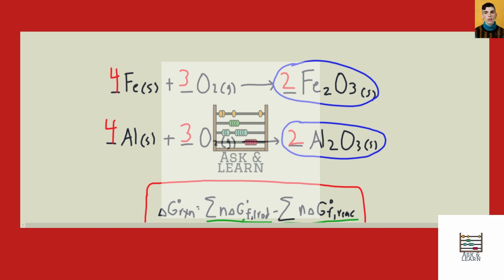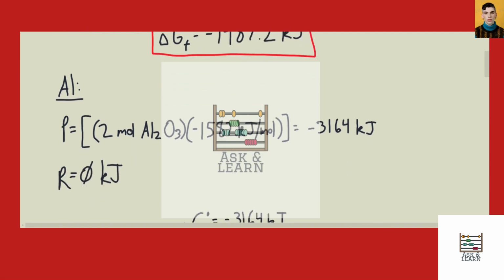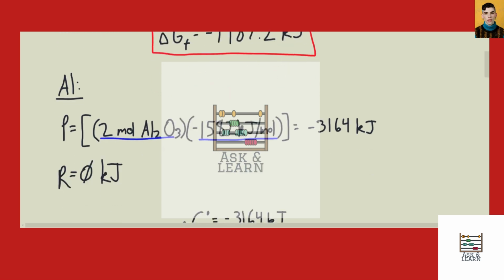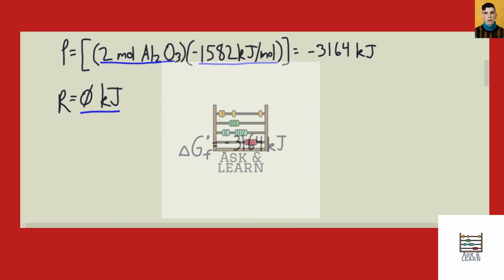Similarly, for the oxidation of aluminum, we form 2 moles of Al2O3, which has its own value for its change in Gibbs free energy of formation at standard conditions. And again, due to the formation reaction, the delta G of formation of the reactants is 0. And so delta G of formation is equal to that value that we just calculated.